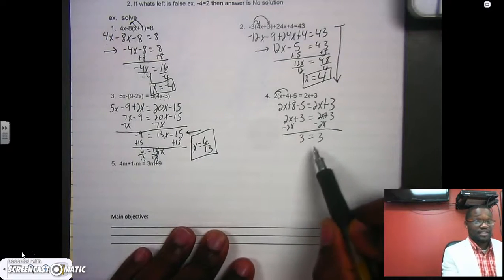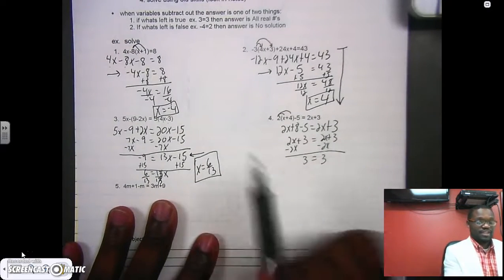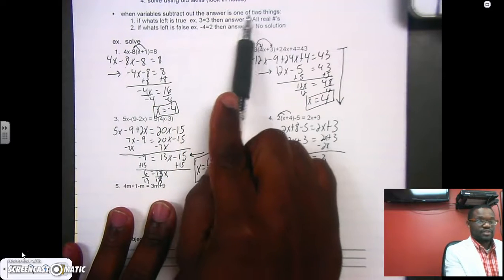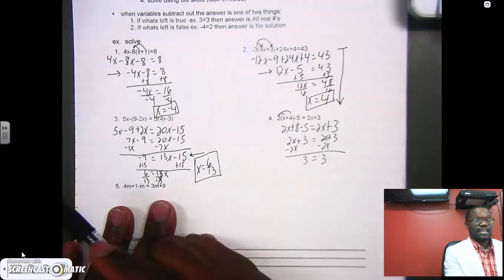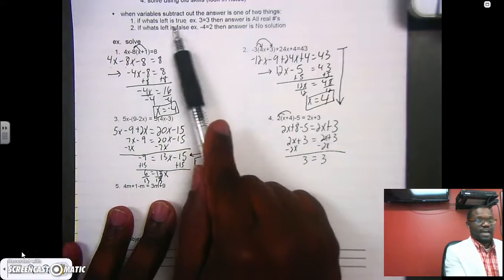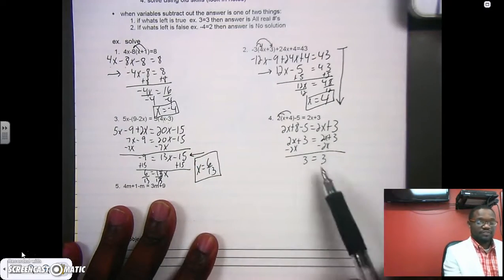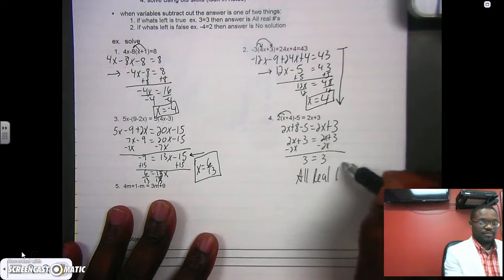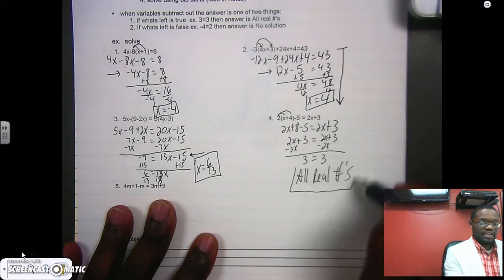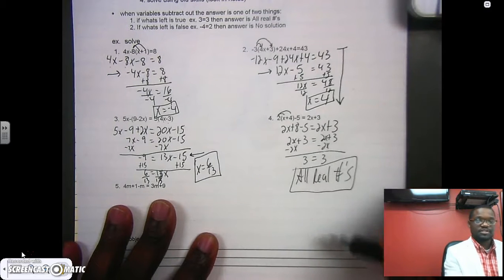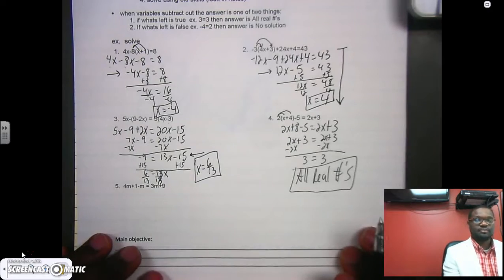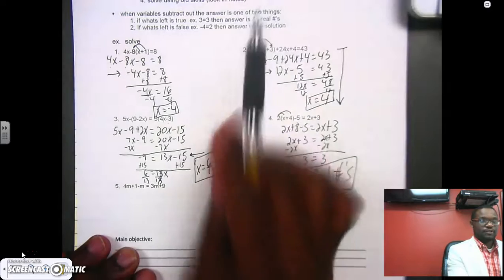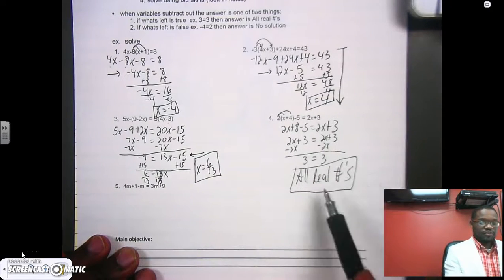I believe I was here, and I was going to come up here and remind you that when variables subtract out, the answer is one of two things. Actually, this is not a reminder because I haven't shown you this yet. But if you have a true statement with what you have left over, then your answer is all real numbers. And that's what I have here. I have a true statement. And so 3 equals 3. And even if I subtracted 3 from both sides, it would be 0 equals 0, which is still a true statement. This is only when your variables subtract out. You can't have any more variables if you're going to use all real numbers.